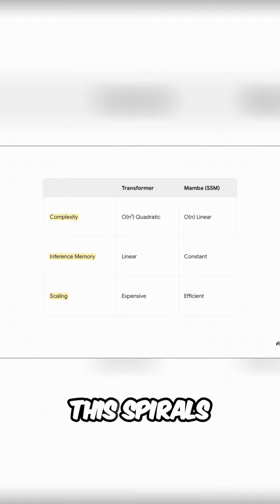But, and this is a huge but, that superpower has a crippling cost. Take a look at this. The complexity is O of n squared, or quadratic. What does that mean in plain English? If you double the length of your input, you don't just double the computation, you quadruple it. Double it again, and it's 16 times the work. You can see how this spirals out of control, right?